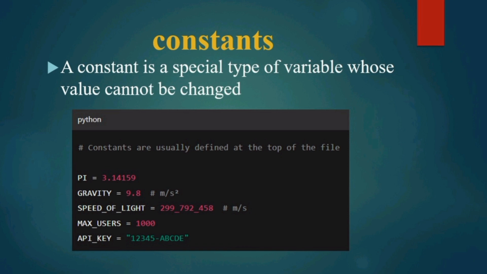So you can see the examples on the screen. Here, those are the constant values like PI, gravity, speed of light, max users, and API key. Those are the constant values. They are never going to change in the further program, throughout the program.